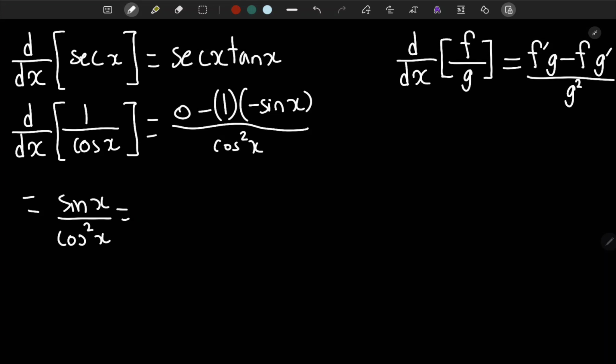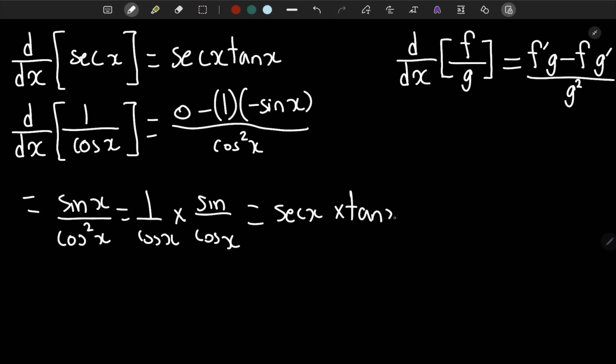and this can be written as, since secant is 1 over cosine x multiplied by tan, which is just sine over cosine. So this multiplied gives you sine over cosine squared, and this part over here, so 1 over cosine is just secant x multiplied by tan, as sine over cosine is tan, and we proved it that the derivative of secant x is secant x tan x.